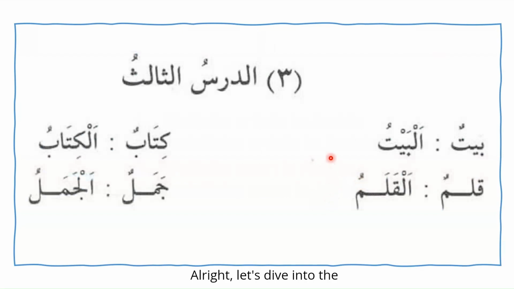Alright, let's dive into the Arabic text in the book. Make sure you really focus on what you are reading. Baytun, al-baytu, qalamun, al-qalamu, kitabun, al-kitabu, jamalun, al-jamalu. Do you notice anything special about these pairs of words? Is there a pattern you can see?